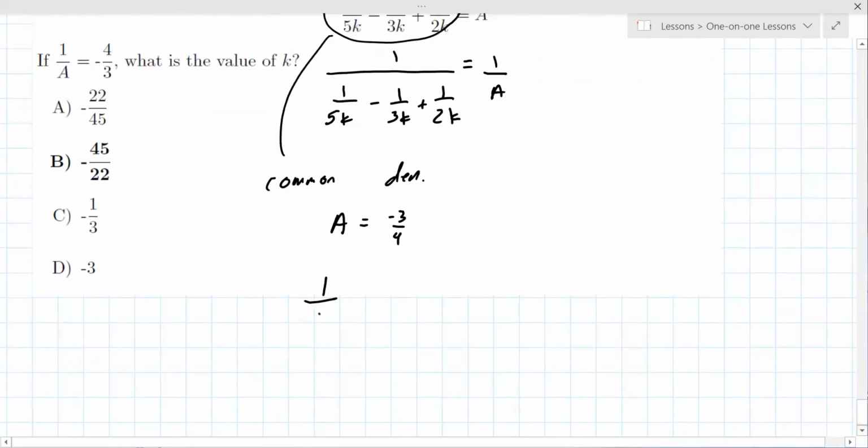So that's 1 over 5k minus 1 over 3k plus 1 over 2k equals -3 over 4. You still have this issue though on the left because you're trying to solve for k, and you don't want to try substituting these numbers in instead of finding a common denominator. So we're kind of stuck. You kind of have to move forward on that step. So between 3, 5, and 2, what's the least common multiple of those?